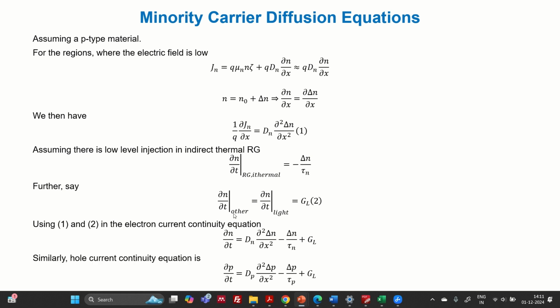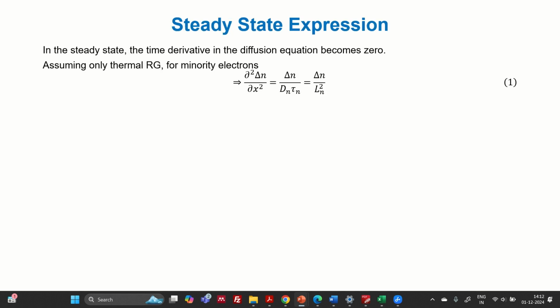So if you make this term equal to 0, this is not there, then Dn into del 2 delta n del x square will be equal to delta n by tau n, and then you can take Dn in the denominator, right? So you will get the expression I was showing you.